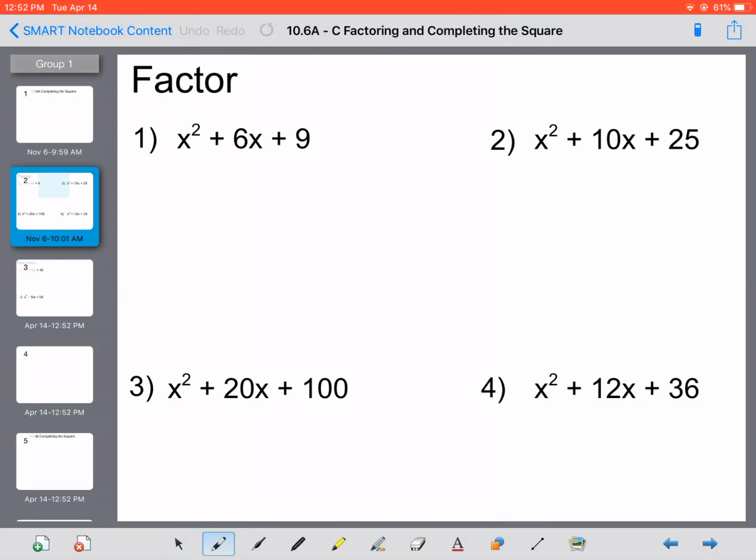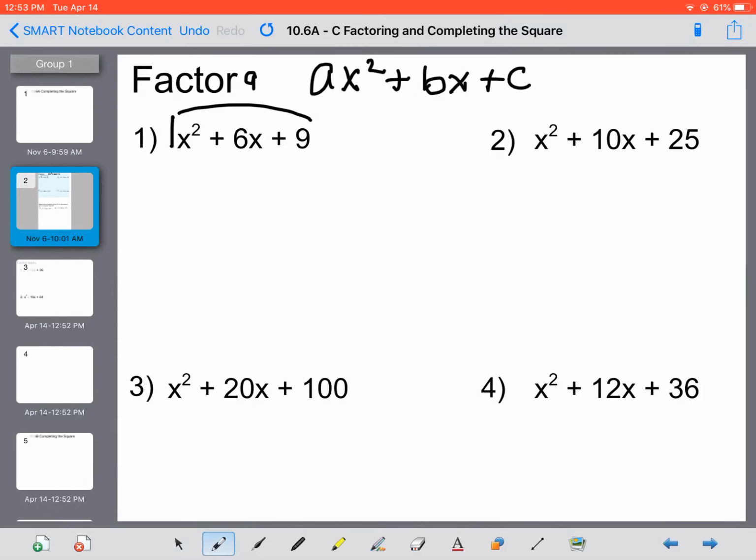So when we think about factoring quadratics, remember our standard form is ax squared plus bx plus c. And so our steps of factoring, if you recall from a couple weeks ago, after we look at our GCF, which number 1 does not have, our a is 1, our b is 6, and our c is 9. And since there is no GCF, then we go to step 2, and step 2 is to take your a value times your c value. So 1 times 9 is 9.